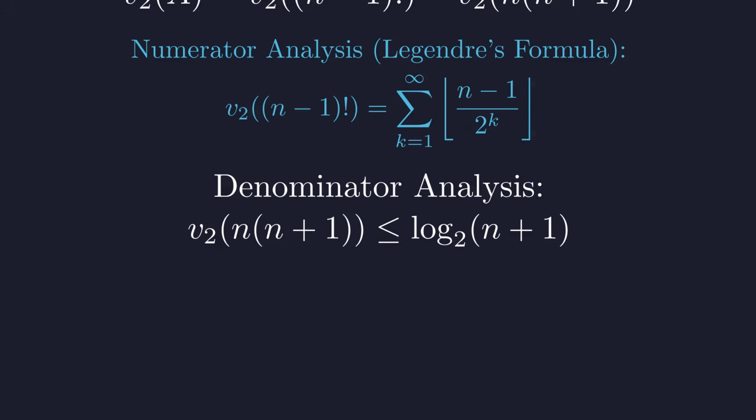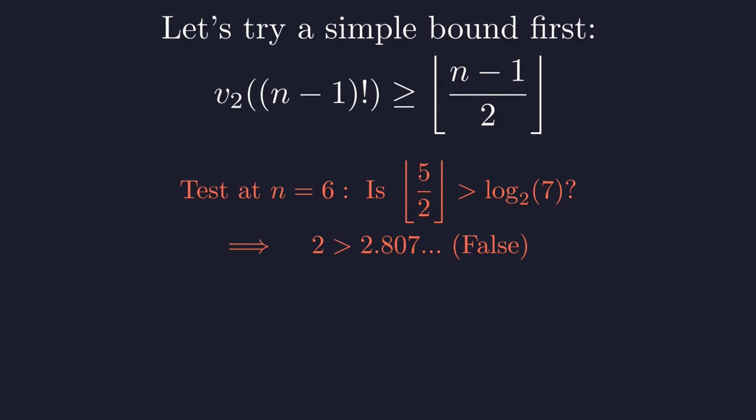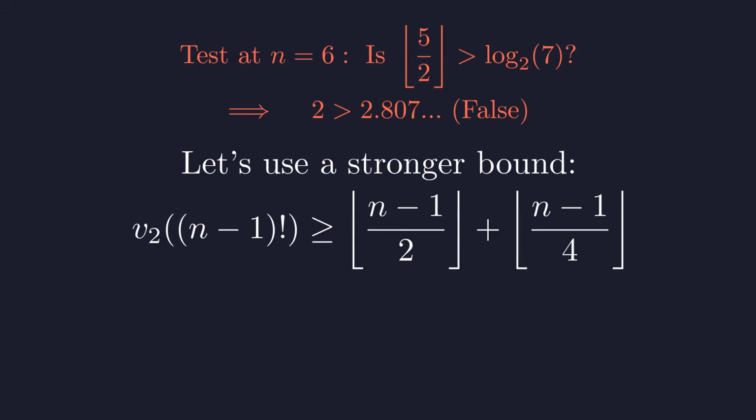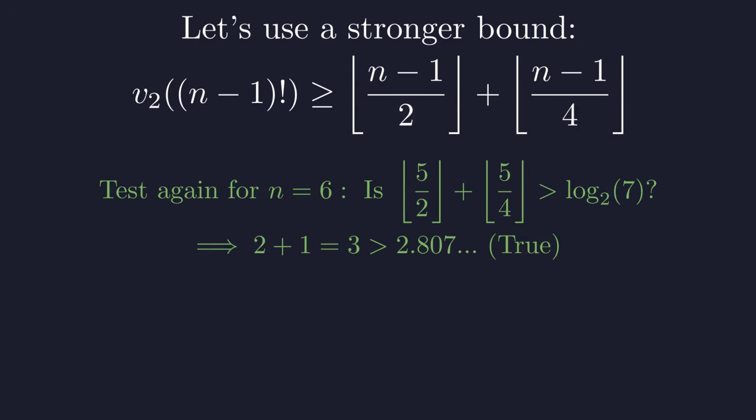For the denominator, the most factors of 2 we could possibly have is roughly log base 2 of (n plus 1). That's our upper bound. Let's see if we can get away with using just the first term from Legendre's formula for our lower bound. But when we test this at n equals 6, we get 2 on the left and about 2.8 on the right. That's not going to work. Okay, we need to be a bit more careful. Let's include the second term from Legendre's formula to get a better bound. Much better. Now at n equals 6, we get 2 plus 1 equals 3 on the left, and that's definitely bigger than 2.8. So our inequality works here.